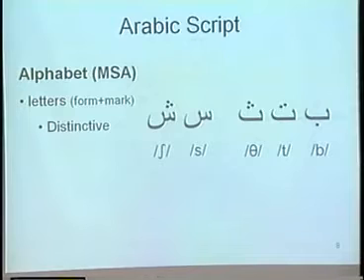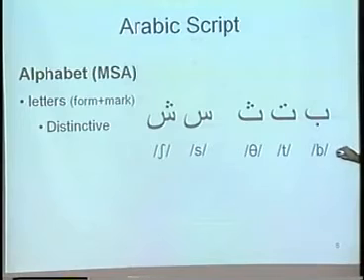So a basic letter is constructed by combining a dot or a letter mark together with the letter form. For example, these three here have the same basic shape for the letter form, but they have three different types of letter marks. And that's how you distinguish between B, T, and Th. So these are different phonemes, they're different graphemes, they're basically different letters.